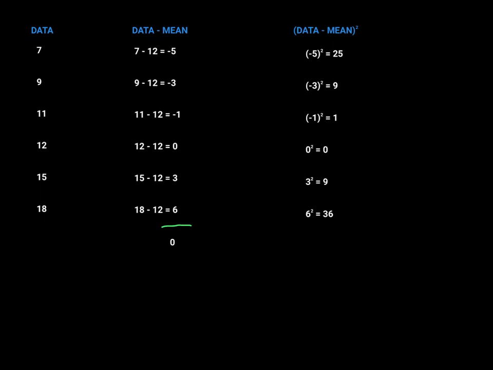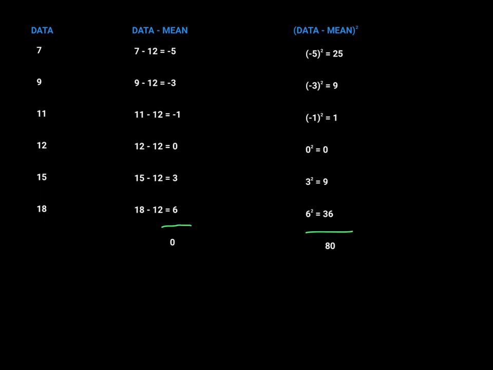All right, the next thing to do, according to our steps, is to add the squares, all of these squares in this column. Let's do that. Let's do 25 plus 9 plus 1 plus 0 plus 9 plus 36. All right, and we get 80. What we need to do next is divide this sum, 80, by 1 less than the number of pieces of data. Remember, we wrote it as n minus 1.